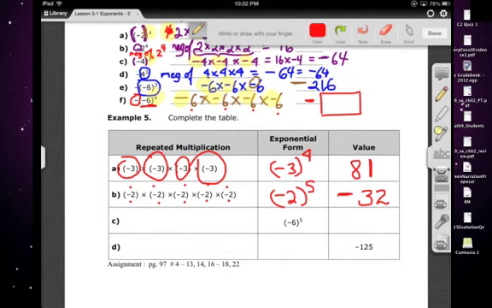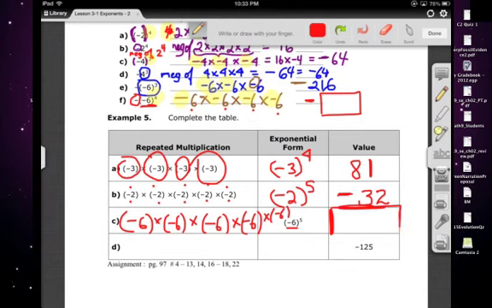-6 to the 5th power. Notice that it's inside of parentheses. This is -6 times -6 times -6 times -6. Holy smokes, times -6. Running out of room. This one you can do with your calculator, and I'll show you a neat way to do that in just a minute.